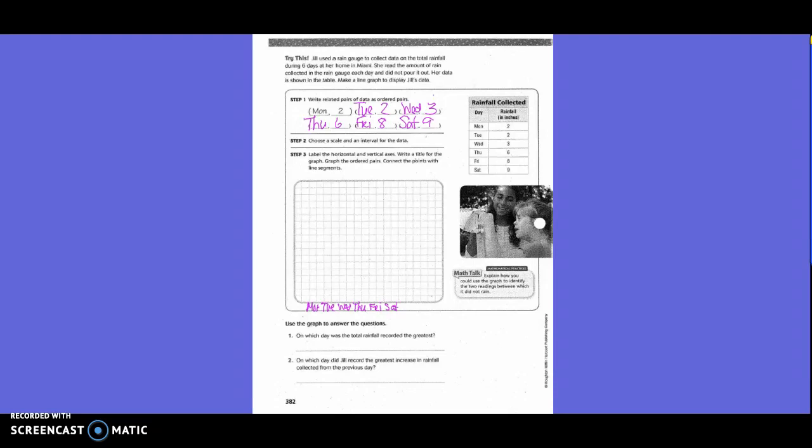Okay, and then what's that label going to be? What do they have over here? Day, right? What's our overall title going to be? Rainfall collected.